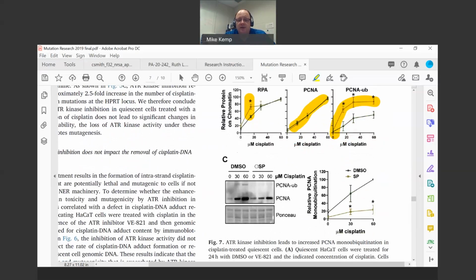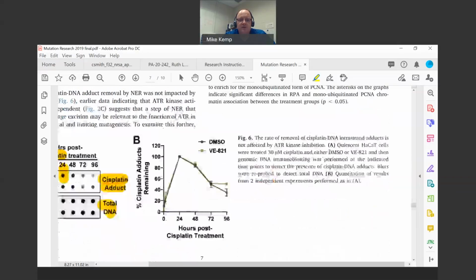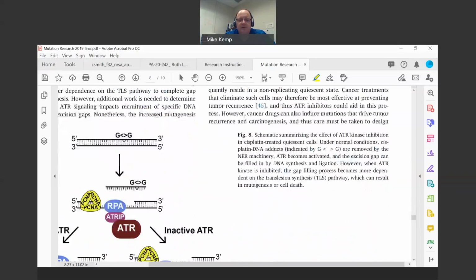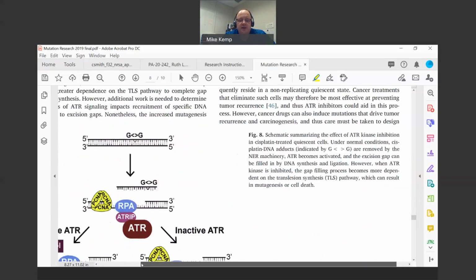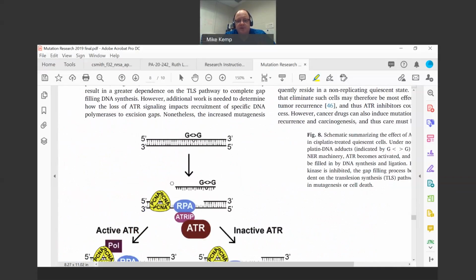So we inhibited nucleotide excision repair with spironolactone, and consistent with what we predicted, when we inhibit repair with spironolactone, we reduce the level of modified PCNA that's generated in the cell. So this suggests that this association of PCNA with the chromatin is indeed dependent upon nucleotide excision repair generating those gaps in the cells. So this leads us again to a model for what we think ATR is doing in quiescent cells treated with cisplatin.